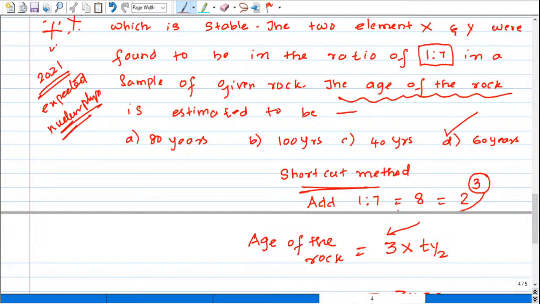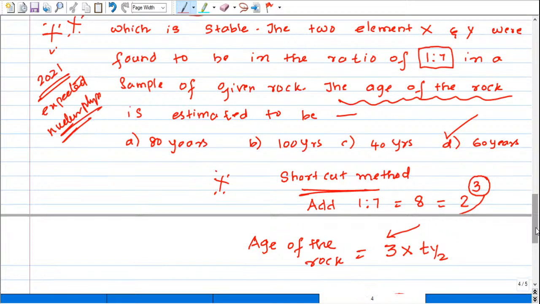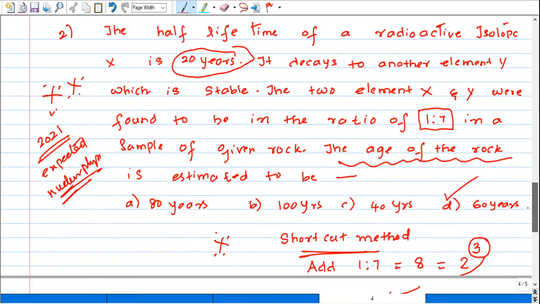It's a very important model. I'll go with one more question, because it's a very important model.